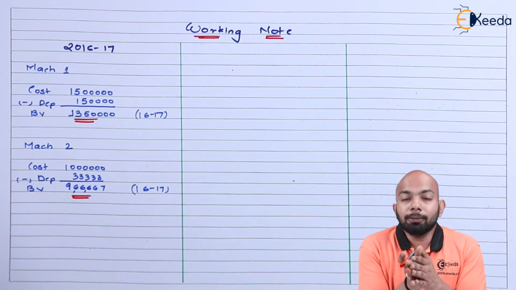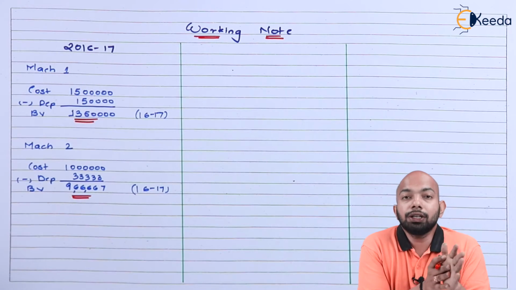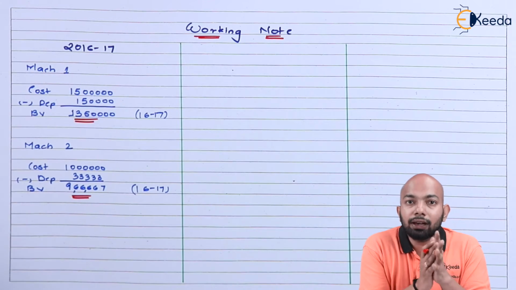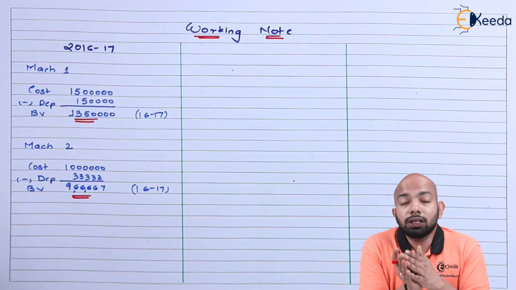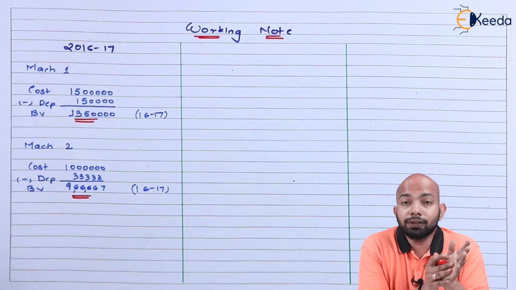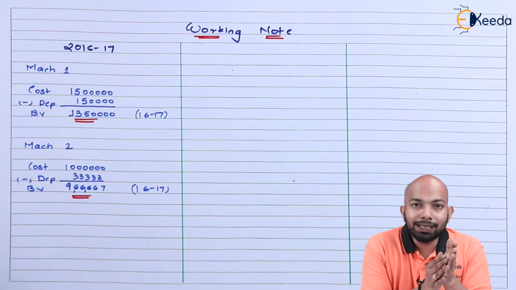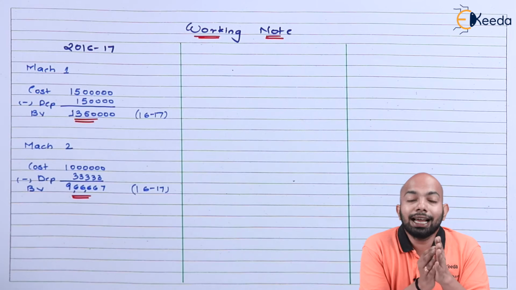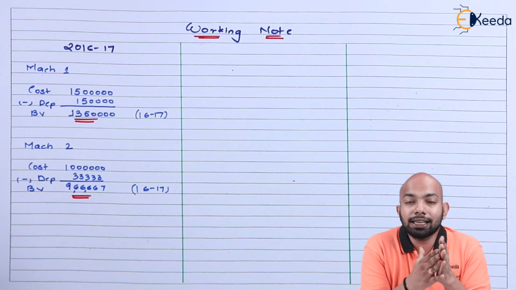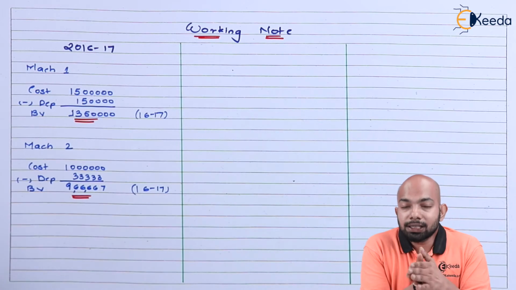Now in the second machine, we have the tenure being used only for 4 months, as we have calculated in the timeline. So here, out of 10 lakhs, which is the cost of that machine, 33,333 has been subtracted as a part of depreciation. So the balance which is left is 9,66,667, the total value of that specific asset under the 2016-17 criteria.